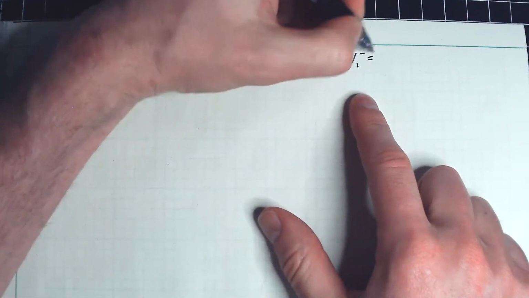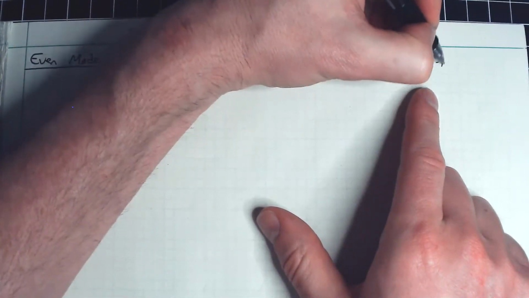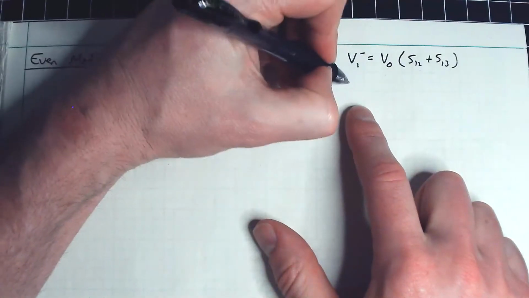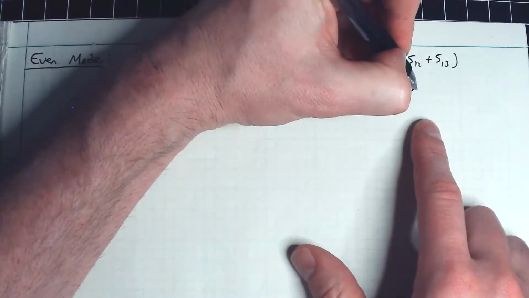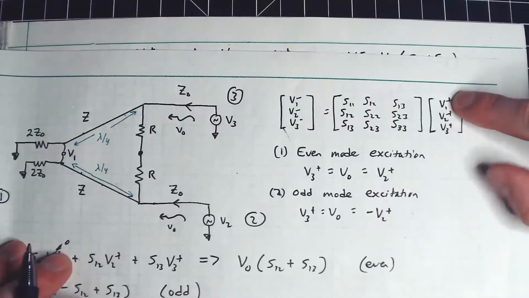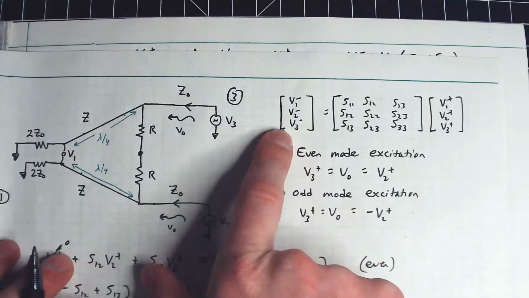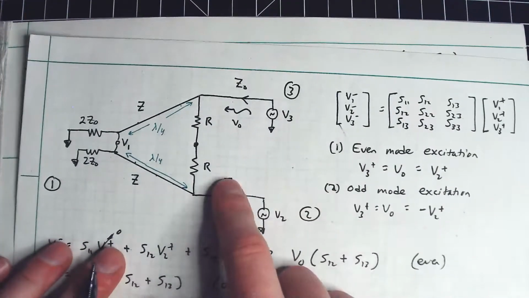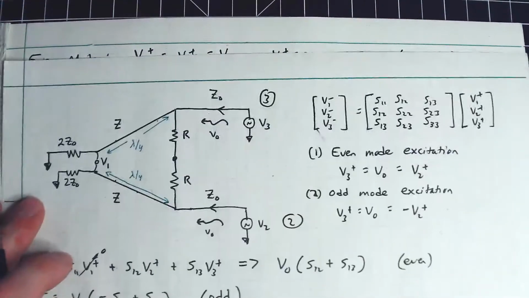So I get V1 minus is equal to V naught times S12 plus S13. And I also get V3 minus is equal to V naught times S23 plus S33. Okay, so in other words, I just plugged in 0 for this guy, and then asked myself, what are these parameters that are going to come out? So you notice also, because of the symmetry here, whatever I get for V3 minus will also apply for V2 minus, just by the symmetry of what I've done here.